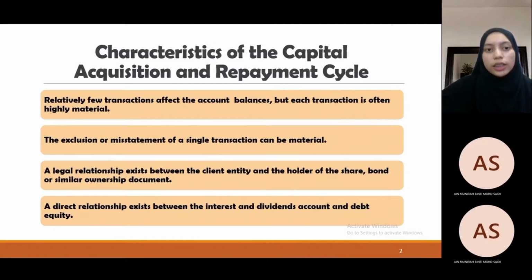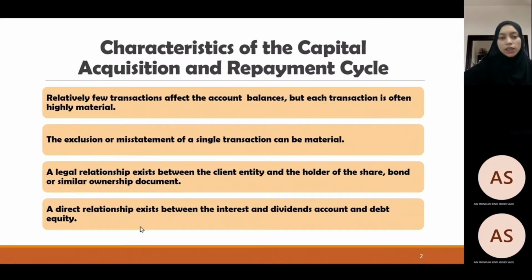In an audit engagement, it is not necessary that we will find a new loan when we audit. If there is no loan, it means there is no additional long-term liability to the company, but you will audit the existing loan. Secondly, the exclusion, meaning omission or unrecorded or misstatement of a single transaction, can be material. If there is an unrecorded loan or liability, the misstatement of a single transaction can be material in the financial statement because not one single liability is recorded. When you exclude a new loan from the SOFP or financial statement, the effect is highly material.